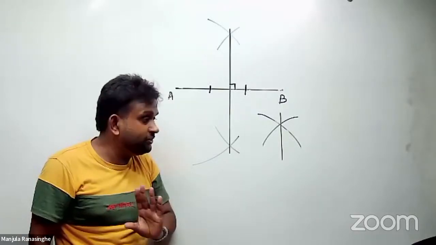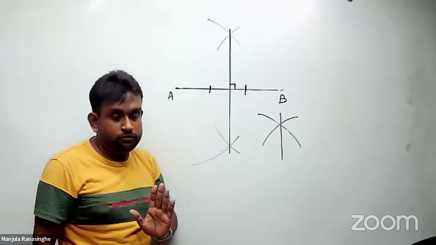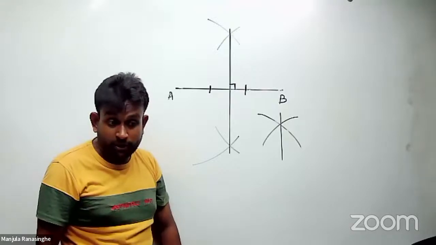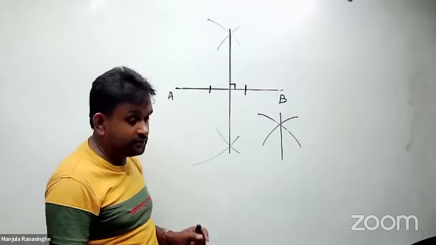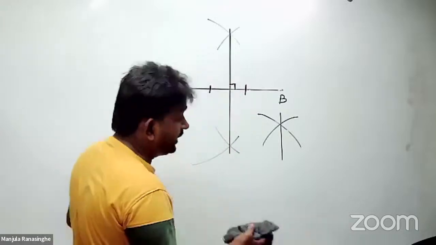The pencil should be very sharpened and draw the constructions very nicely. Okay, so the perpendicular bisector is done. Then the third locus is the parallel line.